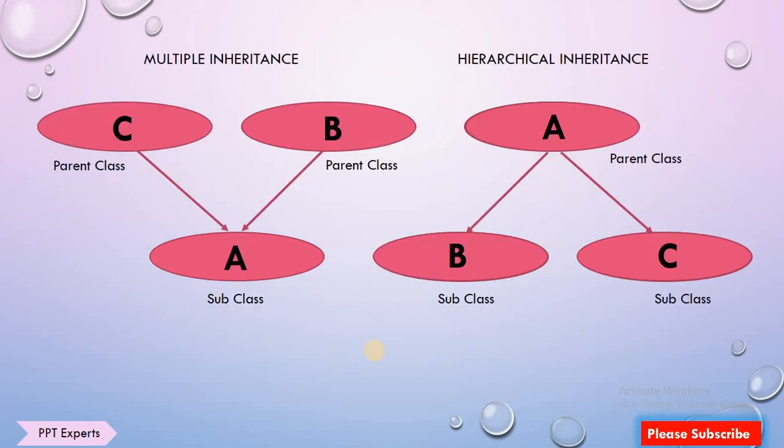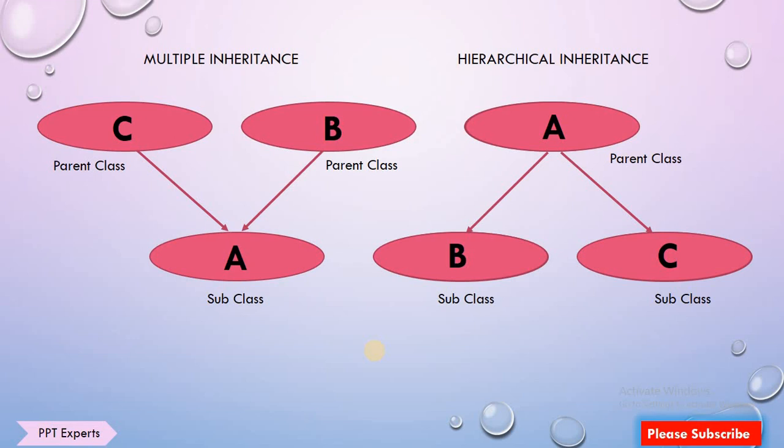Next we will see multiple inheritance. In multiple inheritance, the features of multiple classes are inherited by one class. Like here we can see there are multiple parent classes, class C and class B. The features of those parent classes are inherited by subclass A. So A is inheriting the features of class C and also of B. So class A extends class B, C. It's inheriting both the classes.